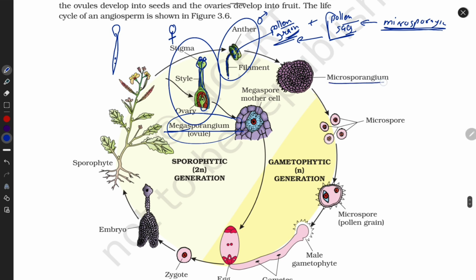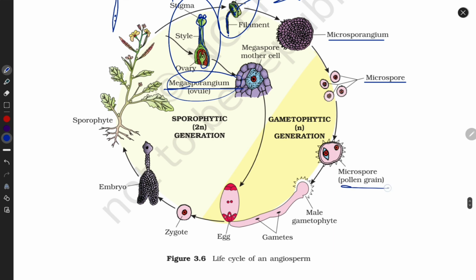Microsporangia, what do they form? Microspore, simply, the pollen grain. This is the scientific word and you have to remember both the scientific as well as the common word. Pollen grain in future forms the pollen tube. Look at here, they have a pollen tube and this is fused with the egg cell. And these are the male gametes.